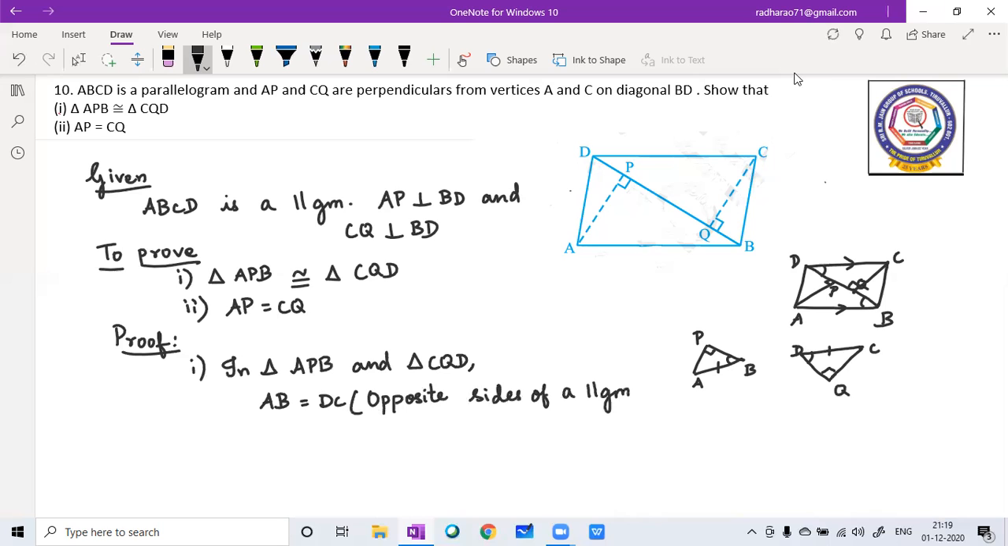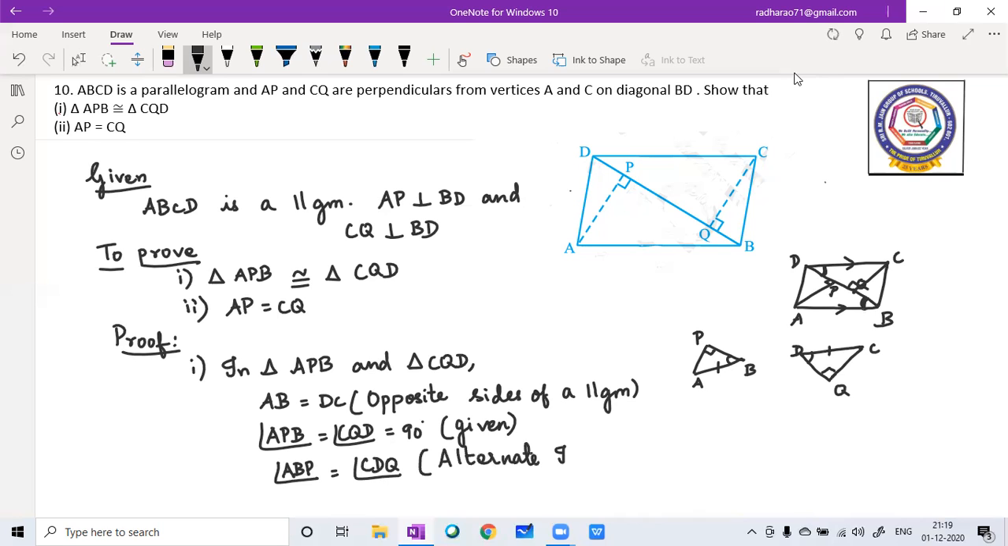Opposite sides of the parallelogram are always equal. And AP and CQ are perpendiculars, so angle APB is equal to angle CQD. Both are equal to 90 degree. It is given in the question itself. They are perpendiculars. And angle ABP is equal to angle CDQ. They are equal because they are alternate interior angles.